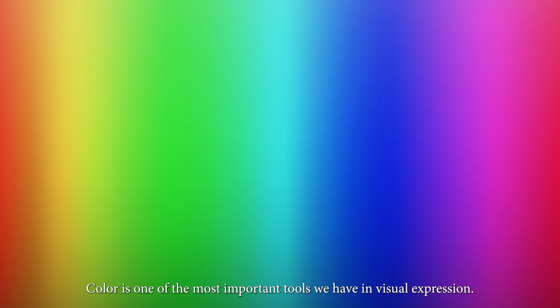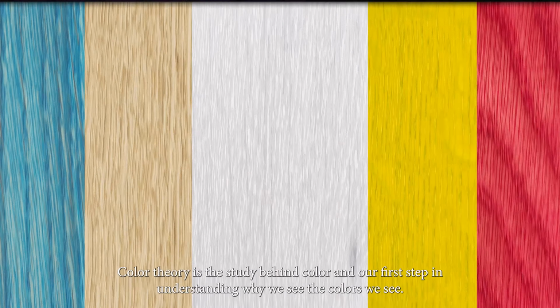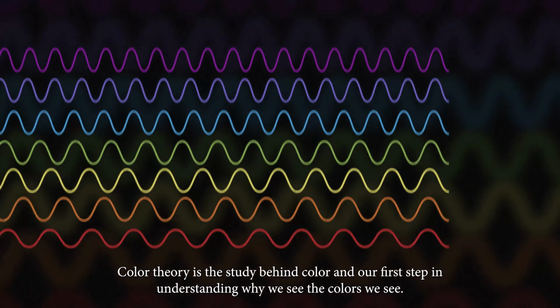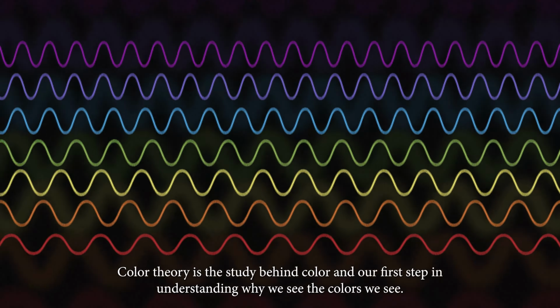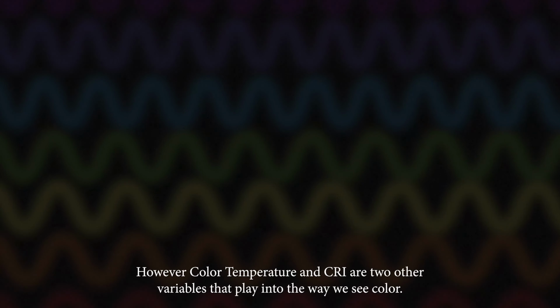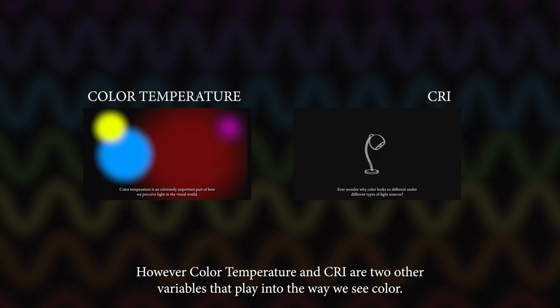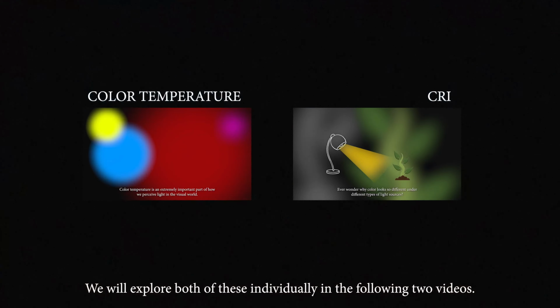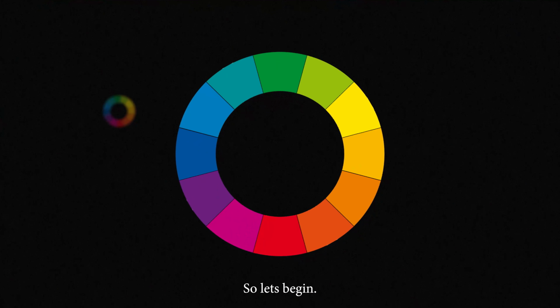Color is one of the most important tools we have in visual expression, especially when it comes to flooring. Color theory is the study behind color and our first step in understanding why we see the colors we see. However, color temperature and CRI are two other variables that play into the way we see color. We will explore both of these individually in the following two videos.